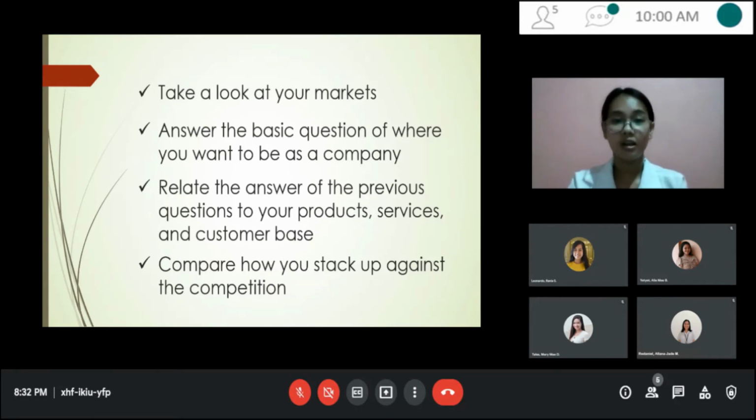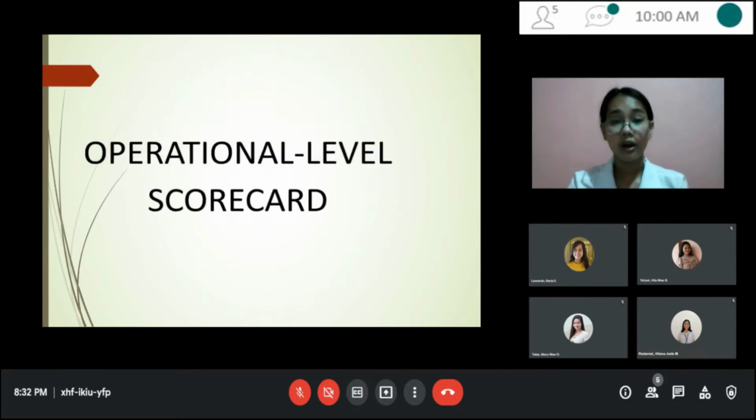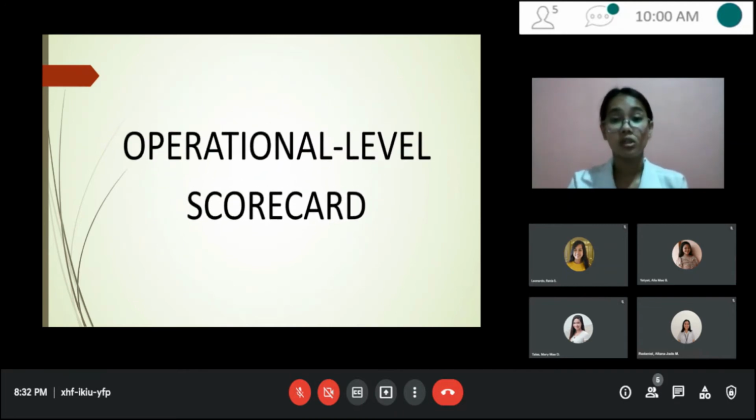Let's move on with the next topic, operational level scorecards. The scorecards you build for the operational level should typically cover a one-year time frame and contain your annual operating plans, plan goals, and objectives. These goals and objectives must tie directly to your strategic level scorecard in order for you to know how much each operational objective will contribute to your higher level objectives, which is essential.